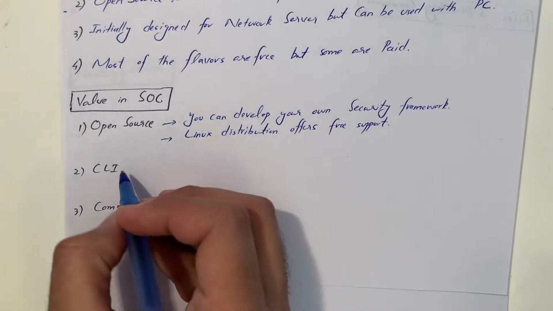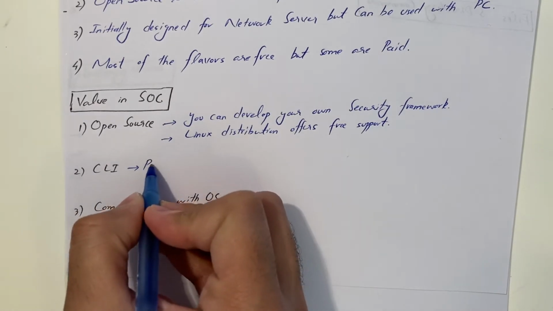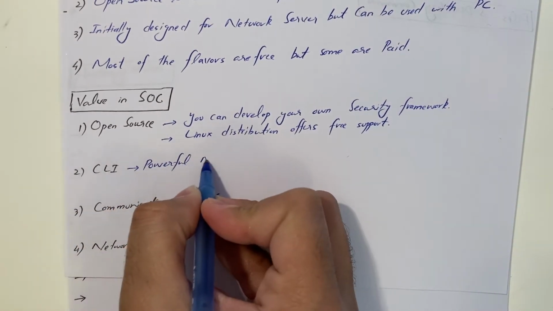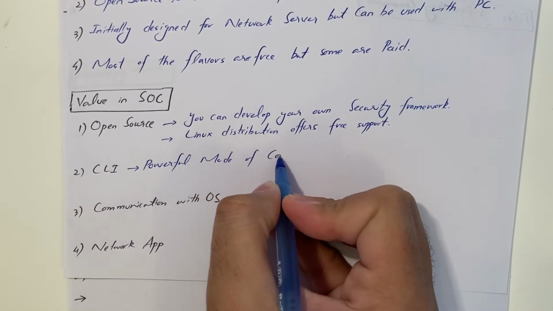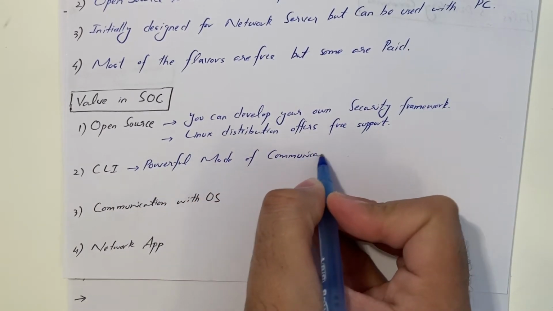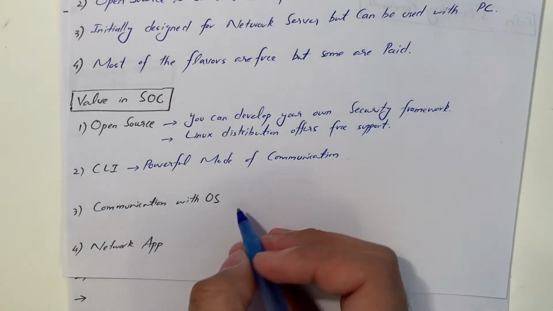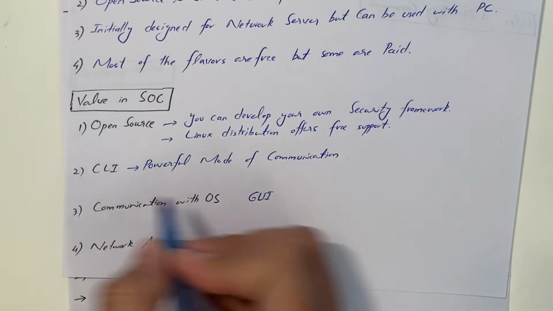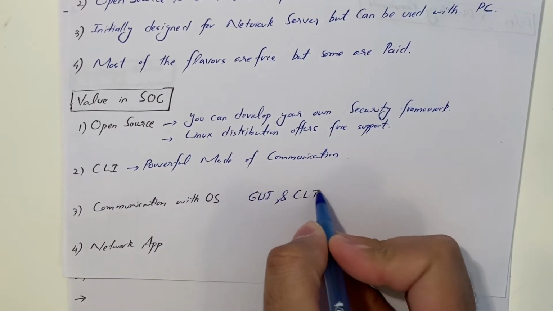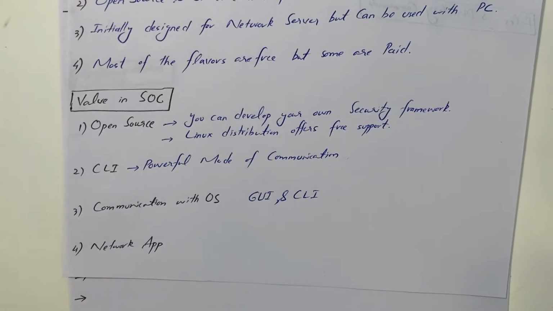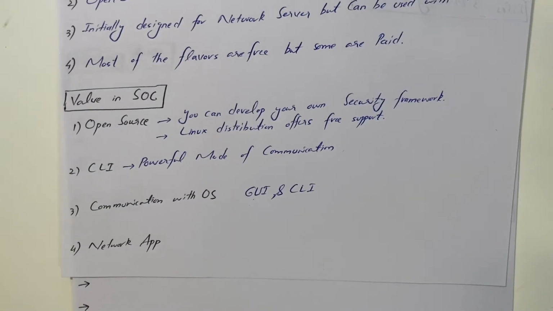Then the CLI is the command line interface, which is a powerful mode of communication with the operating system. Most Linux distributions offer, besides the GUI, the CLI as well. Of course, all the Linux distributions do that. To communicate with the operating system, they offer both GUI and CLI. So you can control or run applications or services by using the graphical user interface. I'll discuss that GUI in a while. Or you can write commands and run the services that you want to.